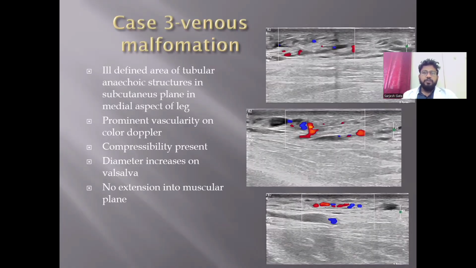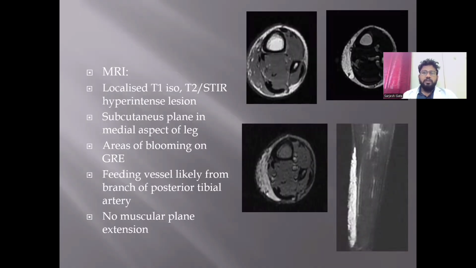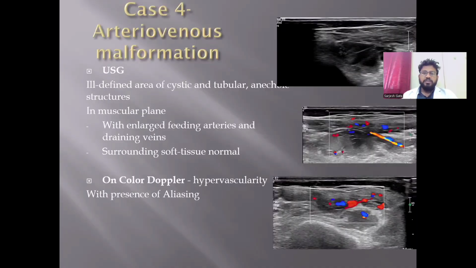Case 3, venous malformation. There is an ill-defined area of tubular anechoic structure in the subcutaneous plane of the medial aspect of the leg. There is prominent vascularity on color Doppler. Compressibility is present, diameter increases on Valsalva, and there is no extension into the muscular plane. On MR, there is a localized T1 isointense, T2 STIR hyperintense lesion in the subcutaneous plane, showing blooming on GRE. Feeding vessels are coming from the posterior tibial artery. There is no muscular plane extension.